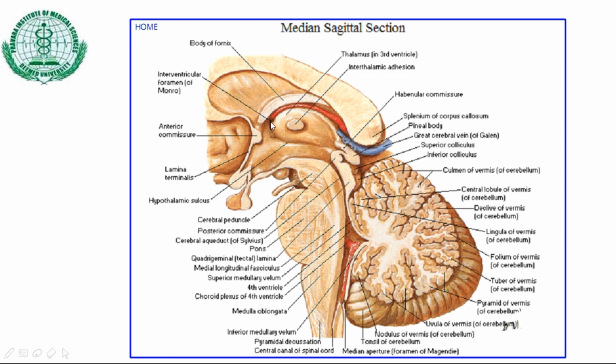Now this is the interventricular foramen through which the lateral ventricle communicates with the third ventricle. From the third ventricle it communicates with the fourth ventricle through the cerebral aqueduct, and this is the fourth ventricle which we had seen in the previous lecture, and it communicates with the central canal of the spinal cord. And here you can see the foramen of Magendie.